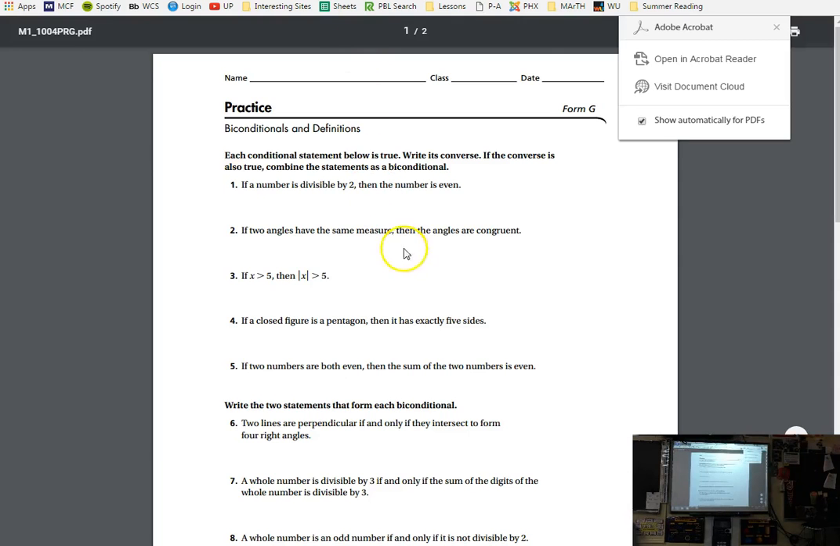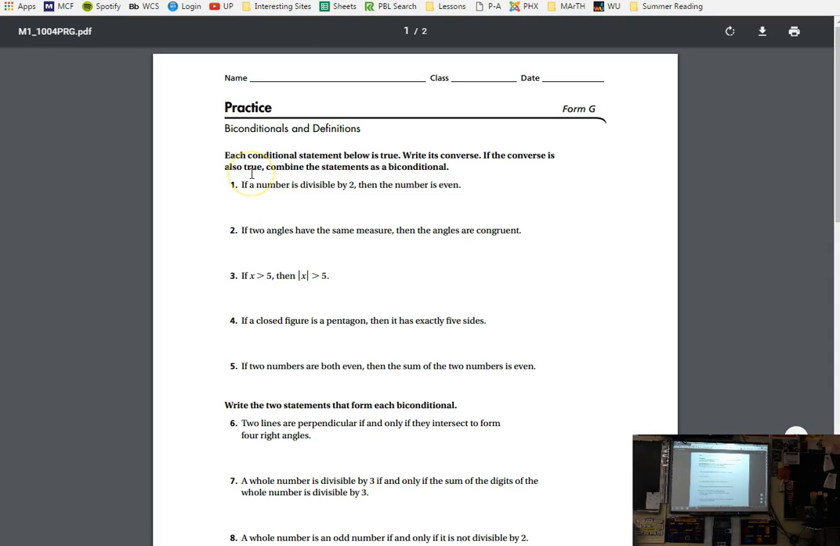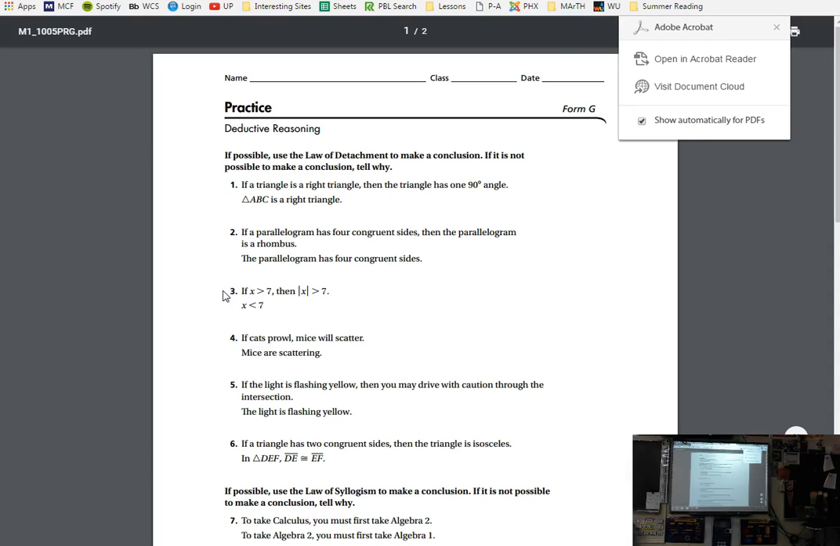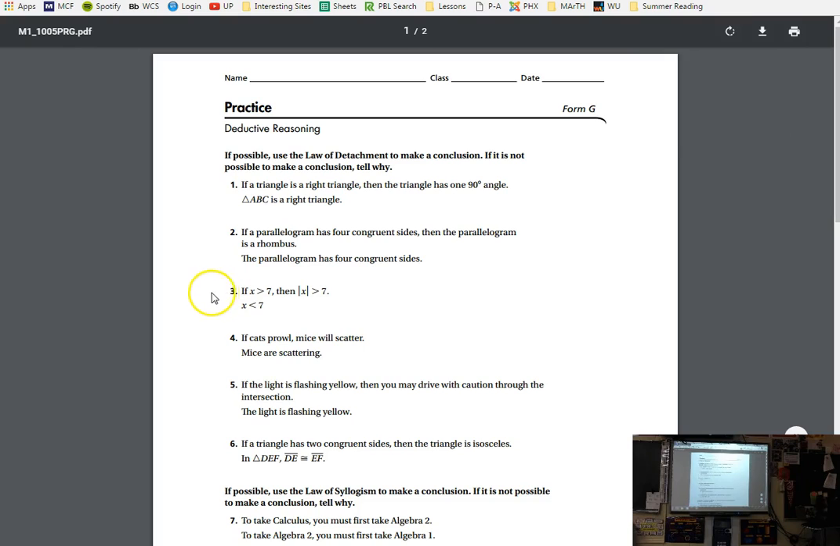10.4 is biconditionals and definitions. What does bi mean? Two. So a biconditional has two. And 10.5 was our deductive reasoning. This seems pretty natural to us. Our brains are good with deductive reasoning. And do you know the difference between deductive and inductive? I'm going to leave that question out there then.